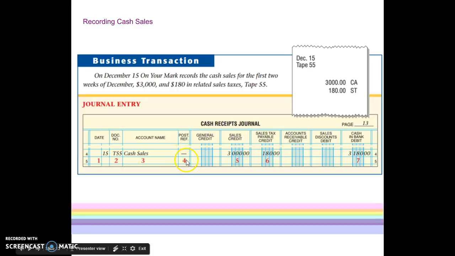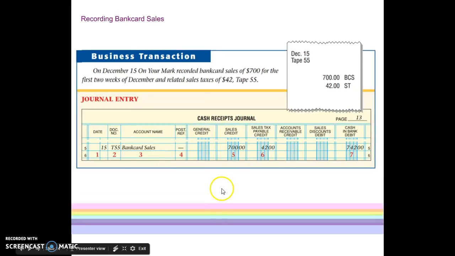There is no post reference yet because we haven't posted anything. The sales credit is going to be $3,000. That's the total amount of sales. The total amount of sales tax is $180. Therefore, total cash received, $3,180. So the tape and the transaction clue give us all the information that we need to properly record this. Let's take a look at a transaction in which we are recording bank card sales.